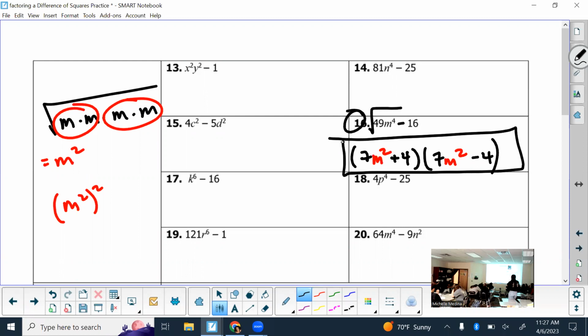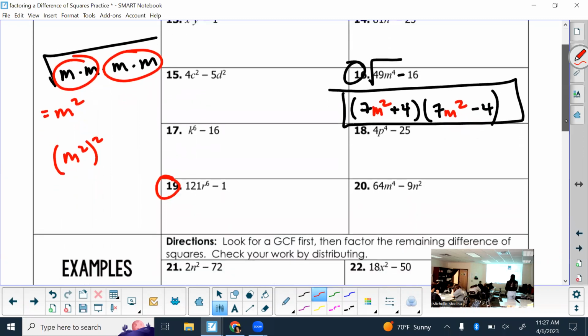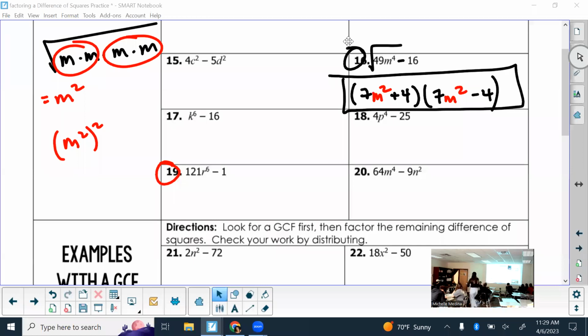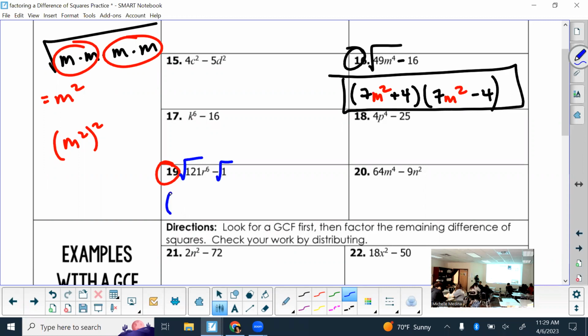All right. I want you guys to try 19 for a second. Only one I'll make you try right now. That one has a variable to the 6th power, so we'll see if you can figure out that one. Okay, is 19 a difference of squares? Oh, yeah. So does it have a minus sign in between? Yes. And then we check to see if these are each perfect squares. So what's the square root of 121?